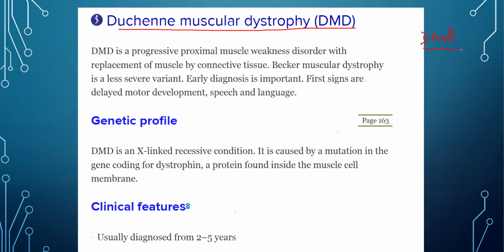So Duchenne muscular dystrophy is an X-linked recessive condition, which means it is a genetic condition. Because it is X-linked recessive, the main diseased population will be the boys, and girls can be just carriers. It's a condition caused by mutation of one gene, which is dystrophin, a protein found inside the muscle cell.